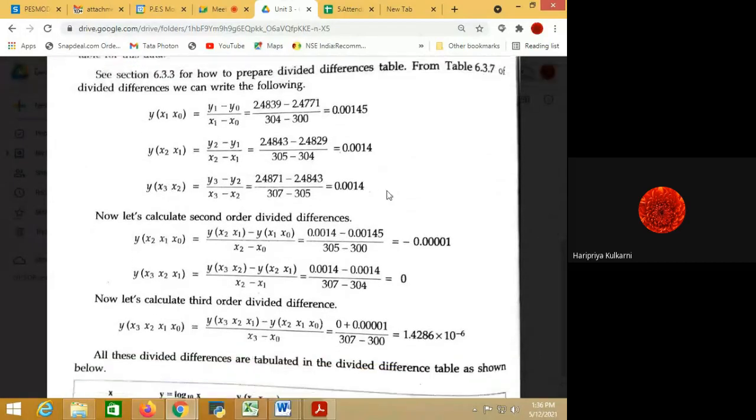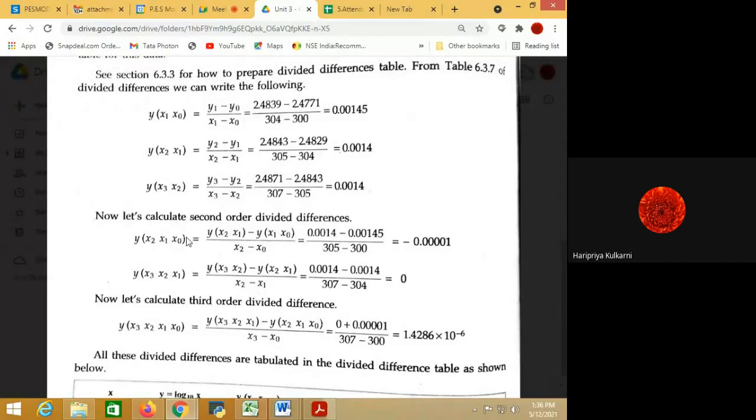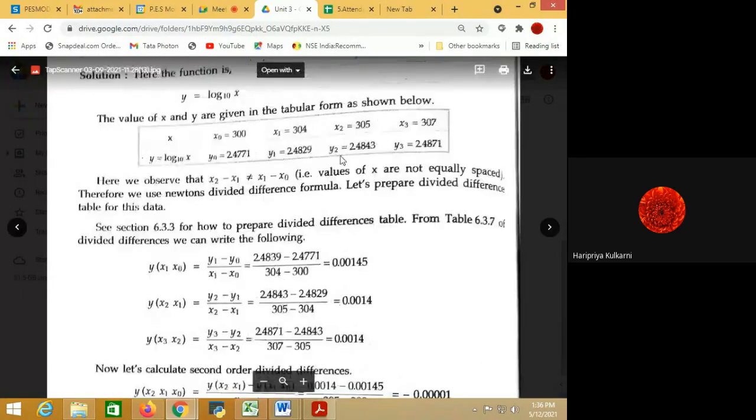Now the more interesting part, with the next step, which is y of x2 x1 x0. See what we are doing now: x2 x1 x0, and we can travel for x3 x2 x1.